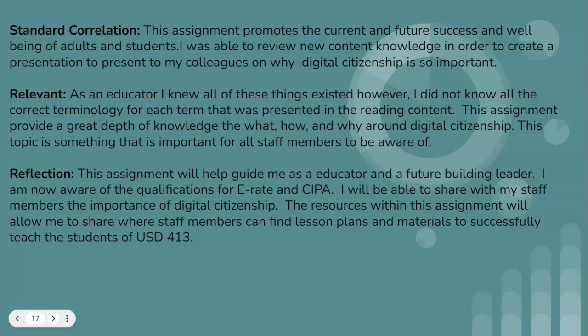I am now aware of the qualifications for E-rate and Children's Internet Protection Act. I will be able to share with my staff members the importance of digital citizenship. The resources within this assignment will allow me to share where my staff members can find lesson plans and materials to successfully teach the students of USD 413.